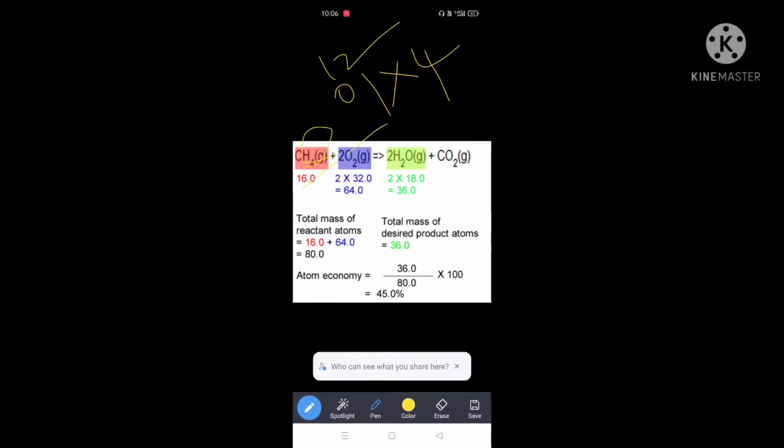So here O2 is the oxygen molecule, not atom. The atomic mass of oxygen is 16. So how many oxygens are present in O2? 2. 16 into 2 is equal to 32. But here we take 2 moles of O2. So we can write 2 into 32 is equal to 64.